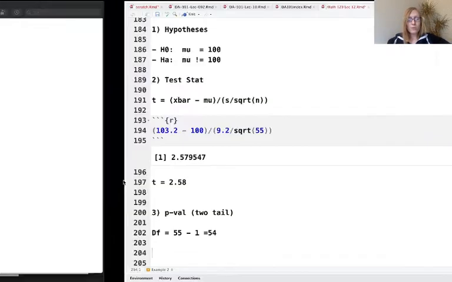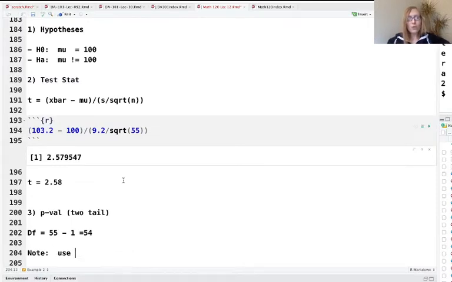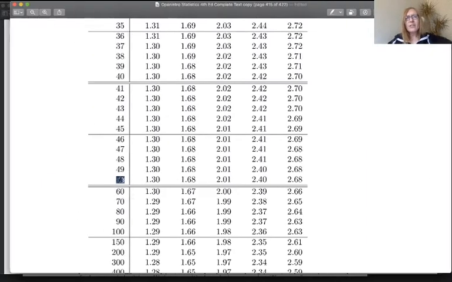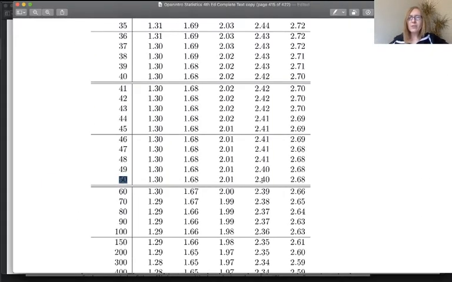We're going to use df equals 50, since 54 isn't on the table. It's not a really big deal either way. You can see they're pretty close to each other. They only differ by a tiny amount. But use the next smallest one. That's the best practice. It's more conservative.